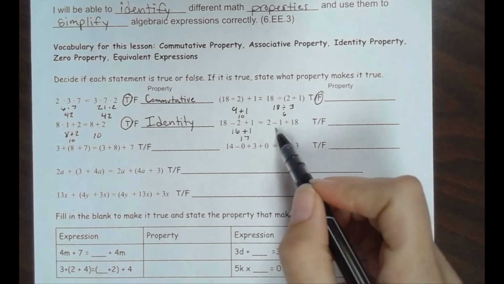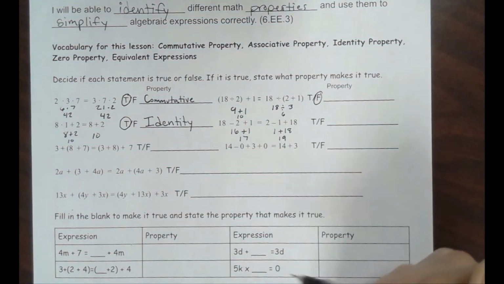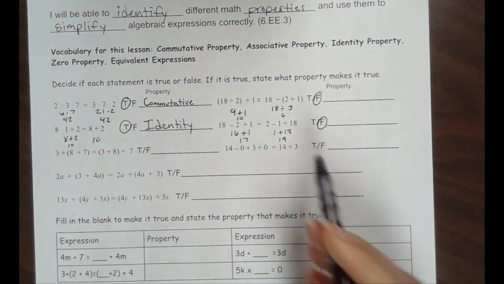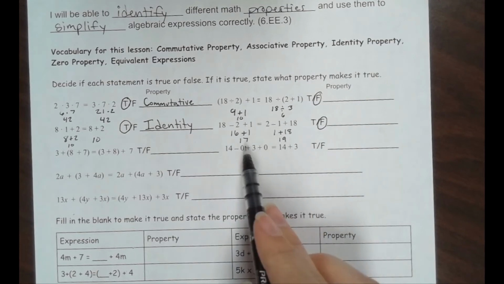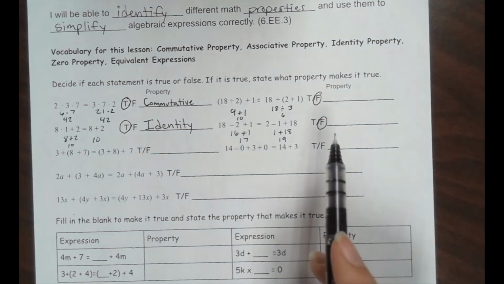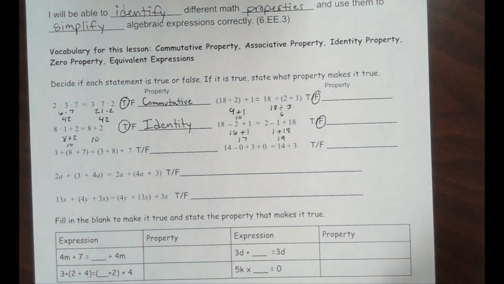2 minus 1 is 1. Plus 18 is 19. So these are not equal to each other. We switched around the order and they weren't equal. That's because there's a subtraction in there. So this is false. The commutative property does not work if you have subtraction.